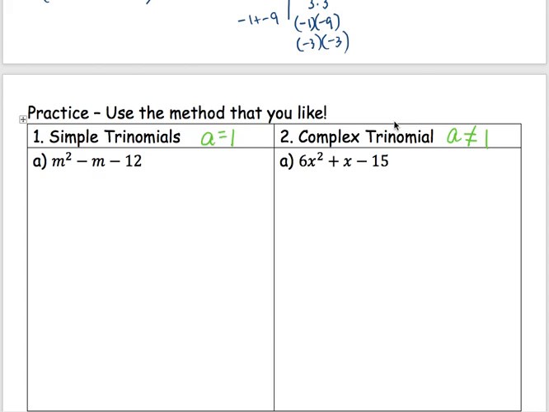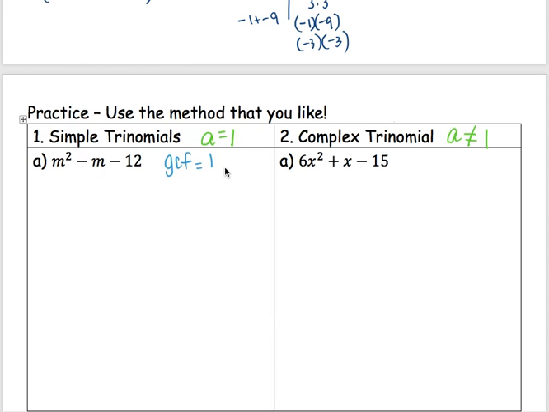Okay. So let's start with the first one, A. m squared minus m minus 12. So again, the first step that you need to do when you're going through these questions is always check to see if there is a greatest common factor that you can divide out, okay? So there's a 1 here, a negative 1 here, and a 12 here. So all three of those together, the greatest common factor is 1, okay? So you can write that down just to remind yourself, okay, I did that step.